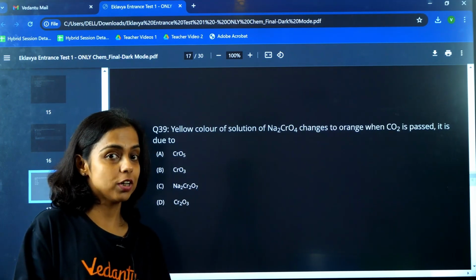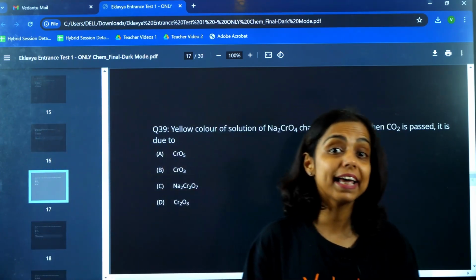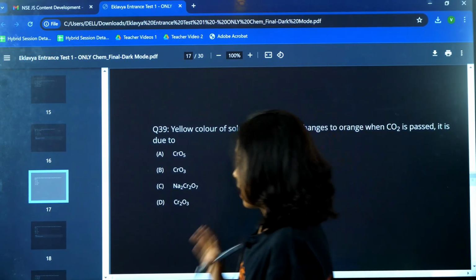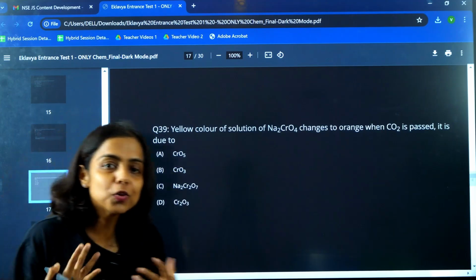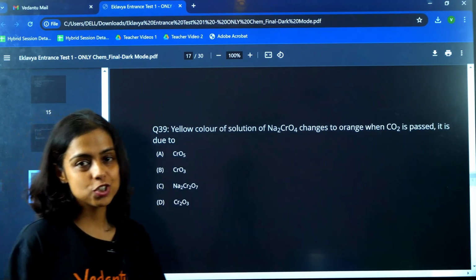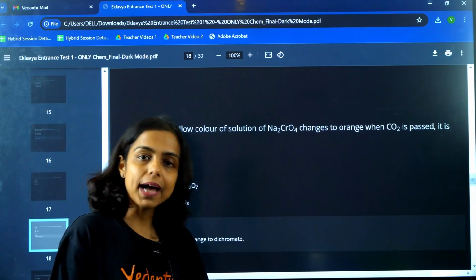Yellow to orange. Chromate to dichromate. Chromate is yellow, dichromate ion is orange, right? When CO2 is passed, so I have already told you the answer. Chromate is yellow, dichromate is orange. So indeed the answer is C, sodium dichromate.